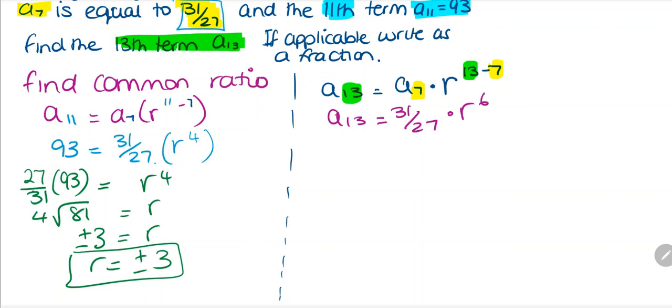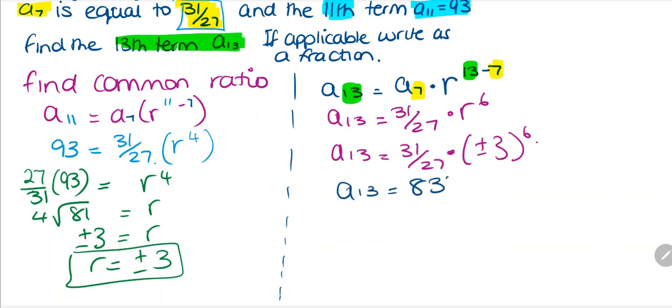So we've worked out r, so let's substitute in what we know. A13 is 31 over 27 multiplied by plus or minus 3 to the power 6. Now because we have an even exponent, the plus and minus 3 is going to give us the same answer. So we've only got one answer. So A13 is going to be 837.